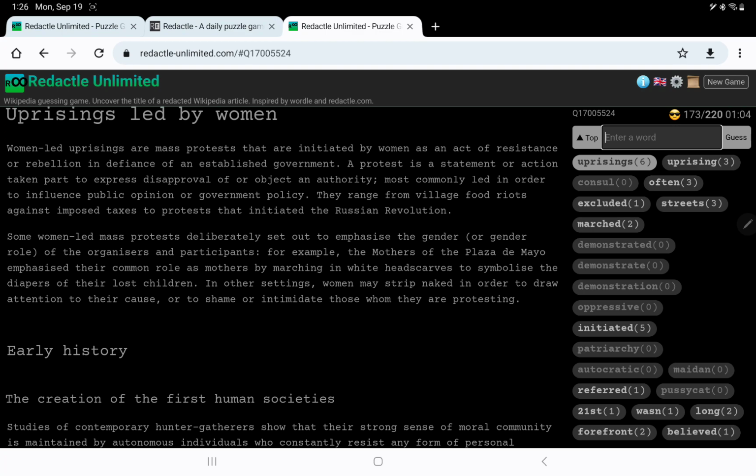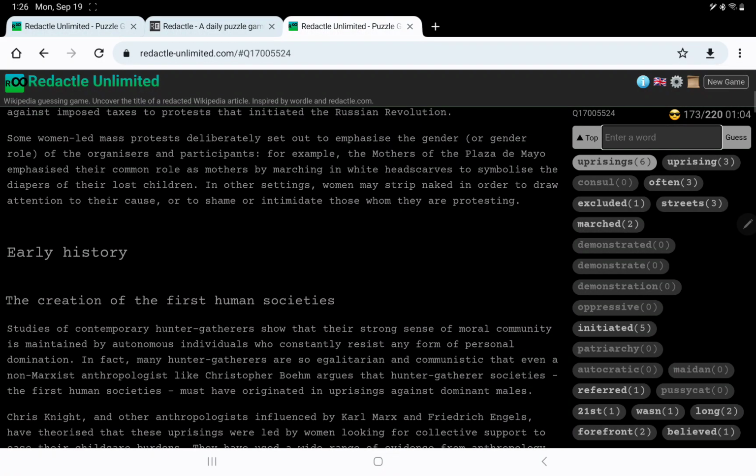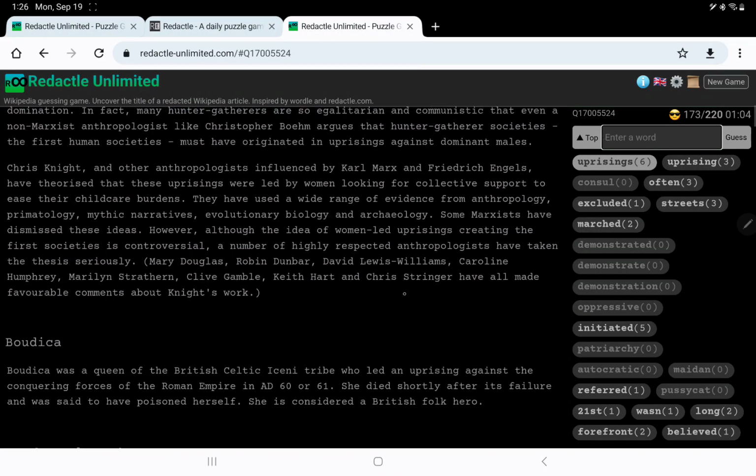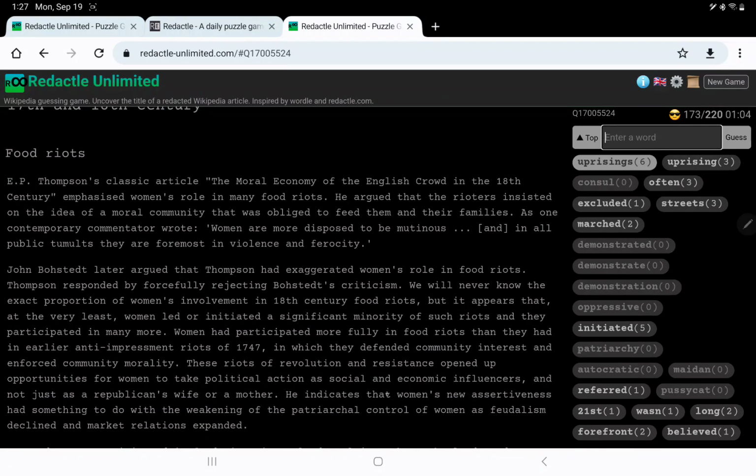Would not have thought of that. Statement or action taken part to express disapproval of or object to an authority, most commonly led in order to influence public opinion or government policy. Village food riots against imposed taxes. There we go. The mothers of the Plaza de Mayo. White headscarves. Early history. Boudica. That was our Bodachia, I think they used to call her when I was growing up. There we go. The food riots.